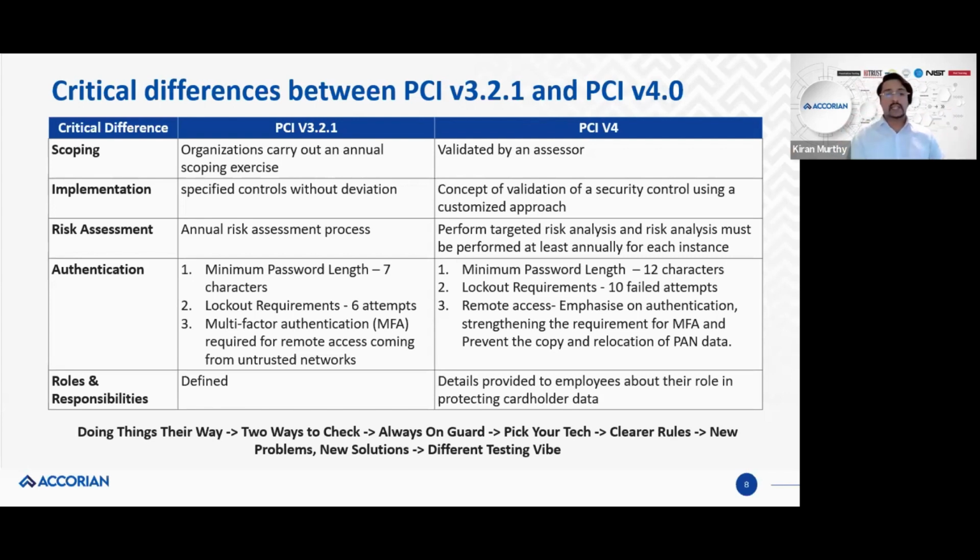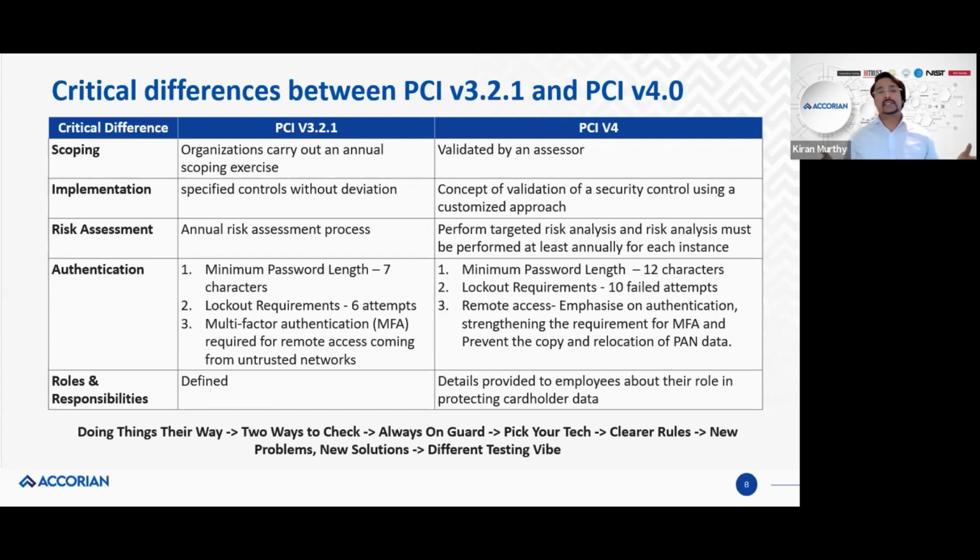Doing things their way. In other words, the older version had a security checklist, which businesses had to follow. Now with version 4.0, it's more about why they are doing it, so businesses can pick and choose the security steps that fit them best. Two ways to check: in the new version 4.0, there are two ways. Businesses can show they are keeping data safe the usual way, which is called the defined approach, and the new, more flexible customized approach, which we'll be discussing in our further slides.